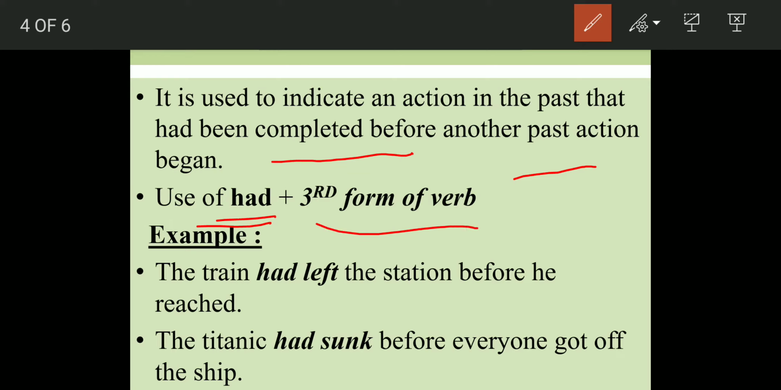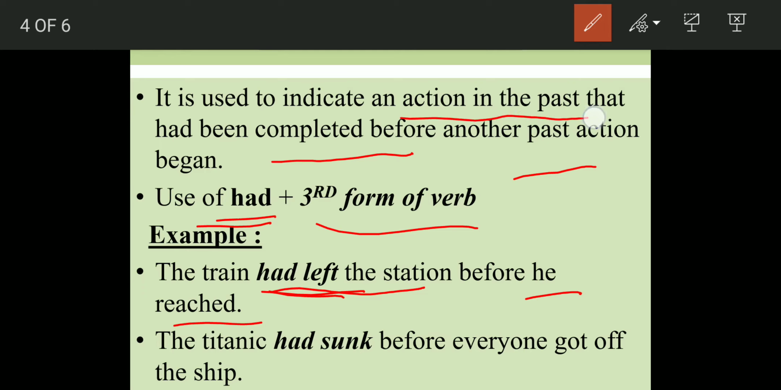The train had left the station before he reached. So we see both these actions, the train leaving the station and the person reaching there, both happened in the past. But one had already happened before the other one could happen. So the train had left. That is where we are using the perfect form of the tense.